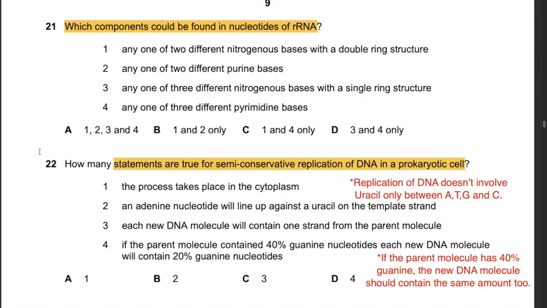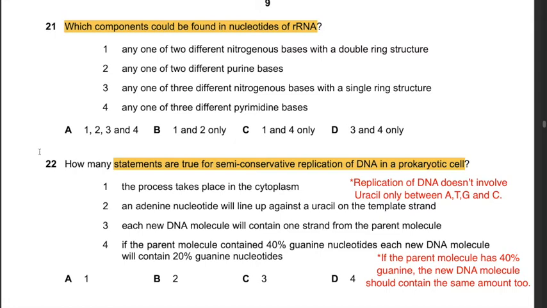Question 21. Which components could be found in nucleotides of rRNA? 1. Any one of two different nitrogenous bases with a double ring structure. 2. Any one of two different purine bases. 3. Any one of three different nitrogenous bases with a single ring structure. 4. Any one of three different pyrimidine bases.